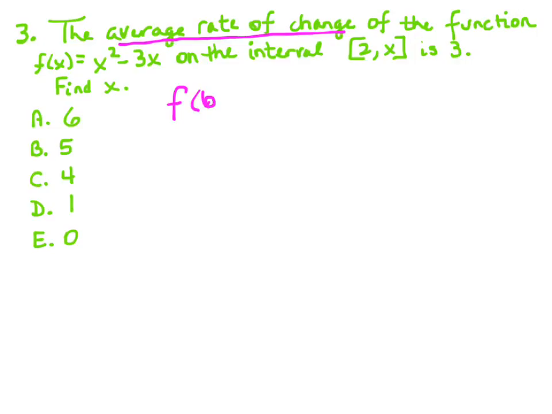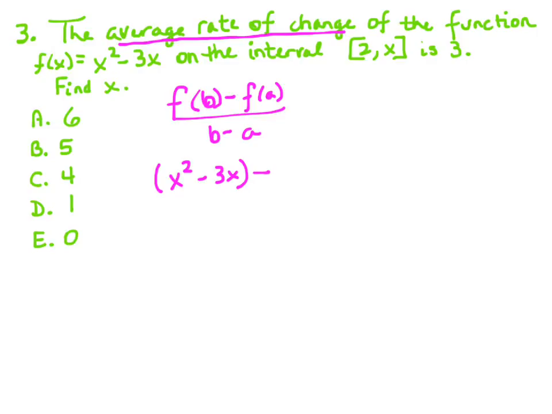And it says that the formula we should be using is f of b minus f of a over b minus a. So I'm going to write out here on the side, f of b is, in this case, it's just going to be f of x. And so in the place of f of b, I'm going to put f of x, which is x squared minus 3x.